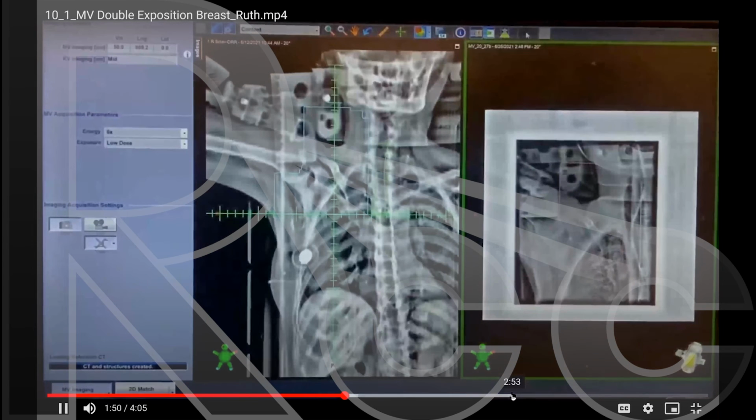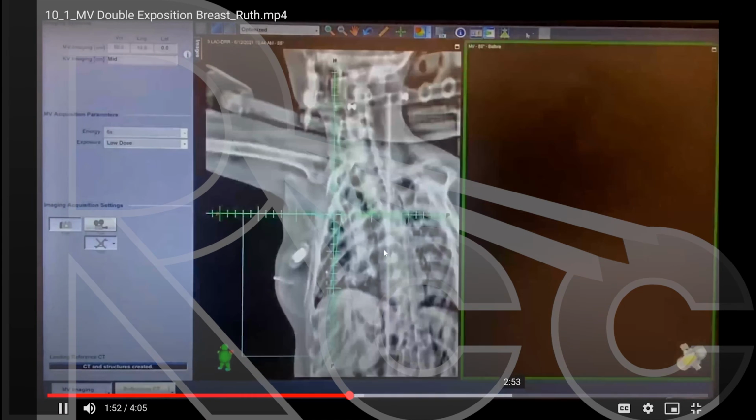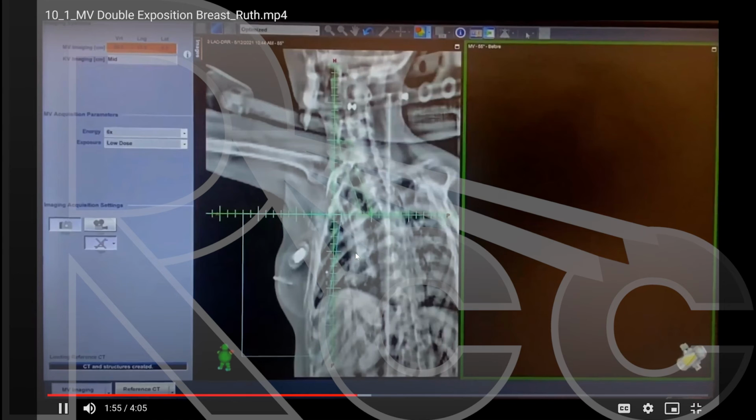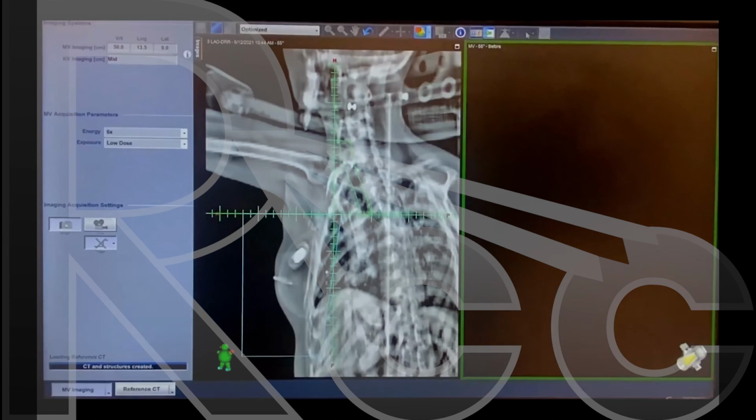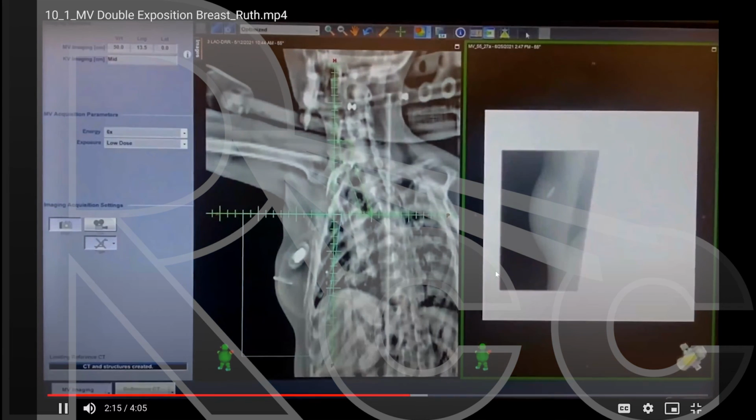So now they're going to go ahead and they will take another image. And in this case, we're doing a tangent image here. So again, left-hand side is our DRR. Right-hand side is going to show where we take our treatment image. And again, we're doing a 6 MV low dose exposure. Just takes a minute to come up here. So we've taken our treatment field image, and we can see very well the chest wall, we can see the diaphragm, and in this case, it looks like the patient maybe has a tissue expander.